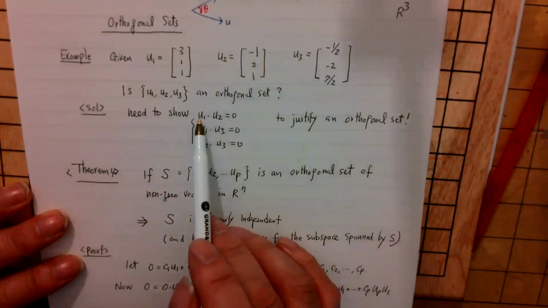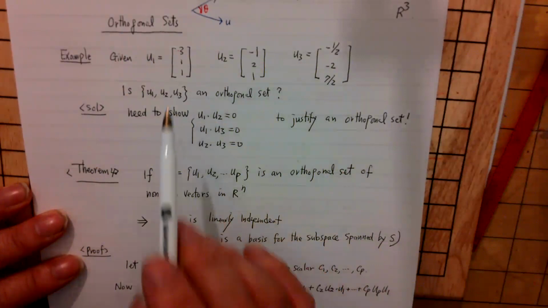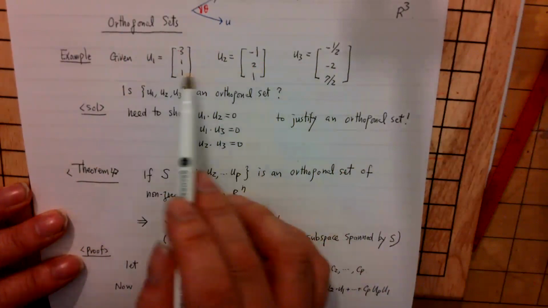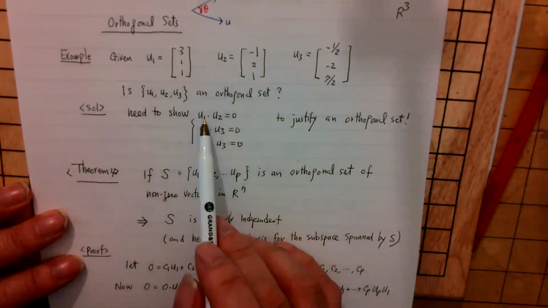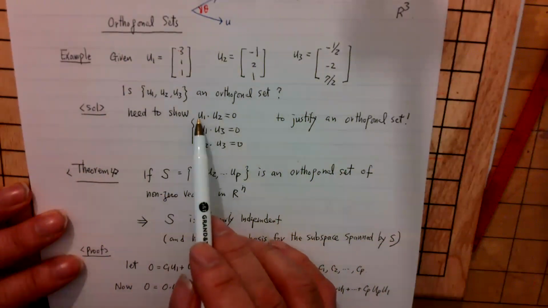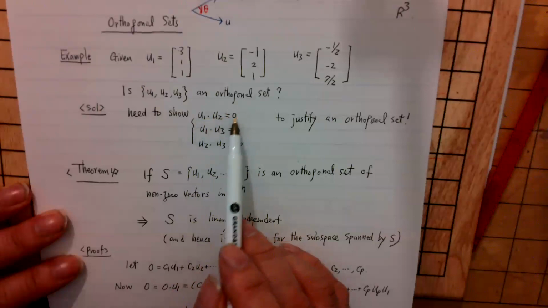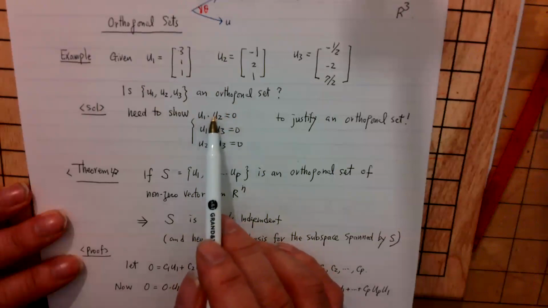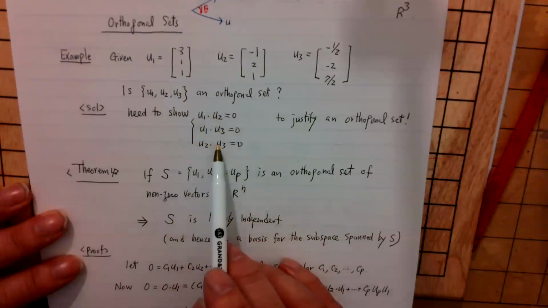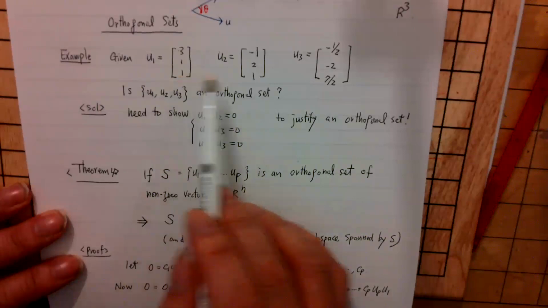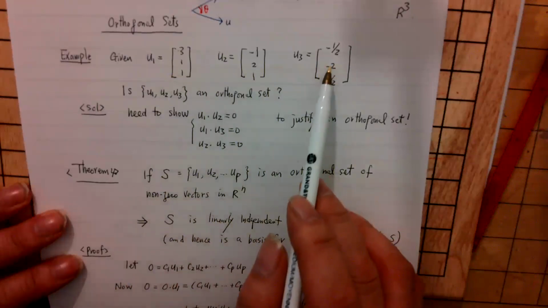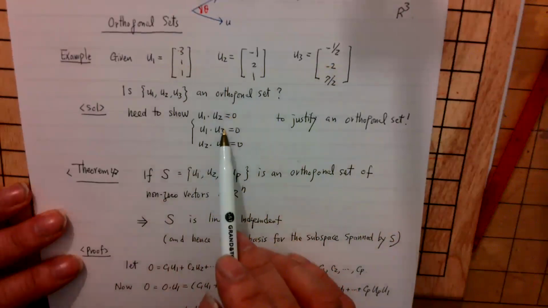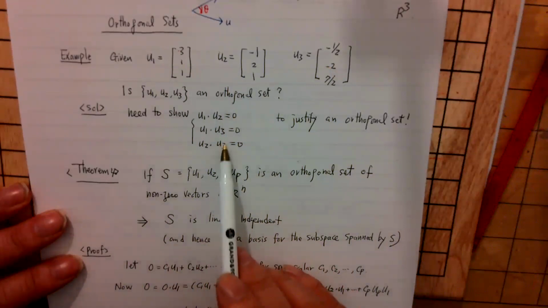So we need to check the following three. Any two selected vectors should have inner product equal to 0: u1 dot u2 equals 0, u1 dot u3 equals 0, and u2 dot u3 equals 0. And this is actually the case. All three inner products equal 0.